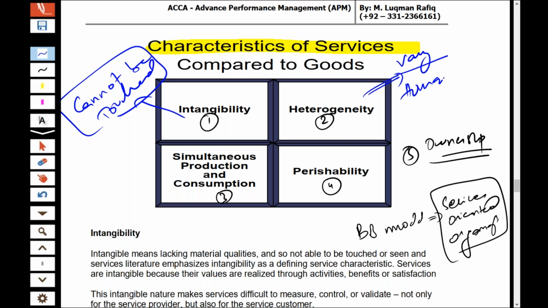Why? Because of the involvement of humans. The human factor leads to variability in the service every time it is delivered. The third thing is simultaneity, which is that service is produced and consumed at the same time.